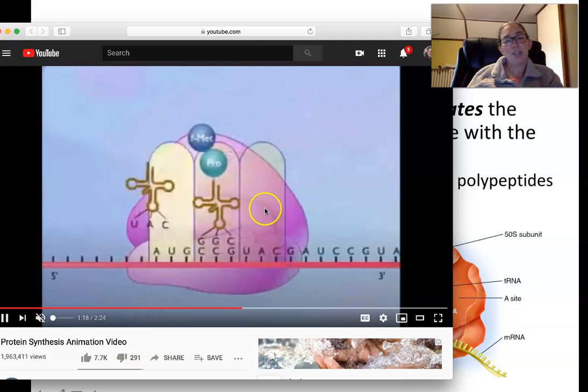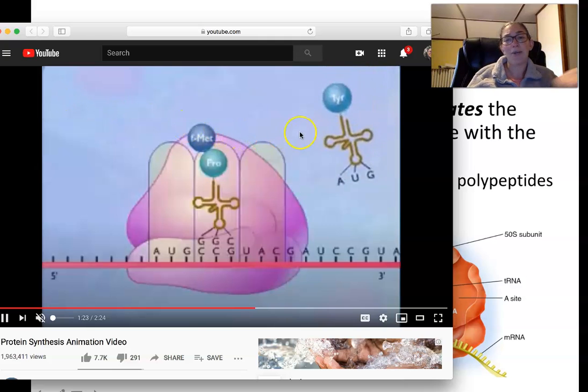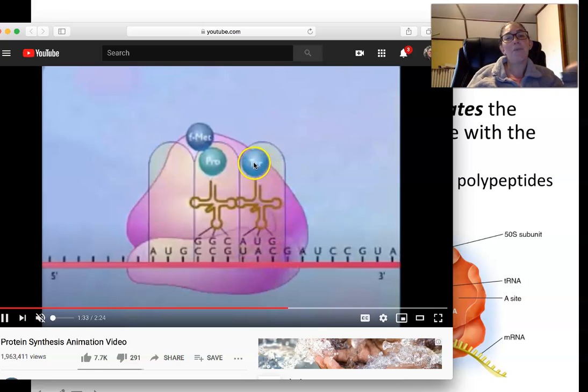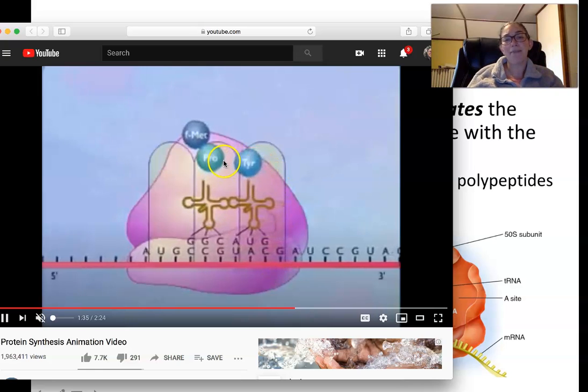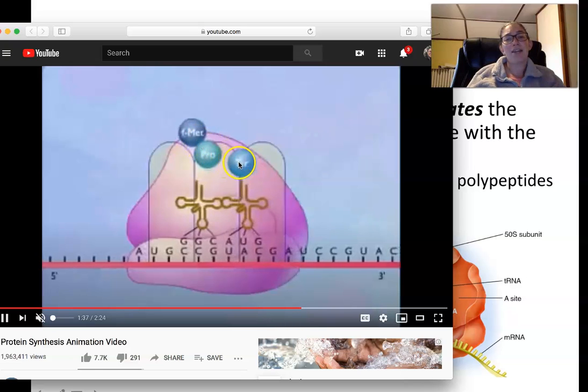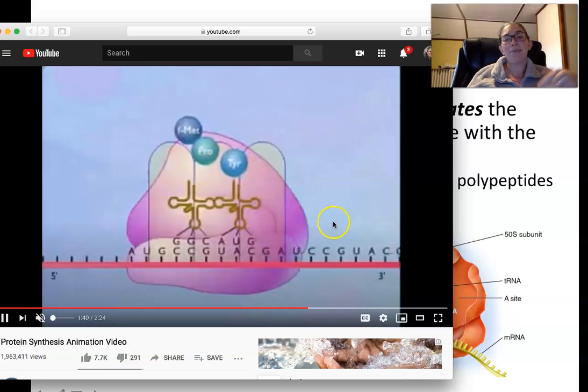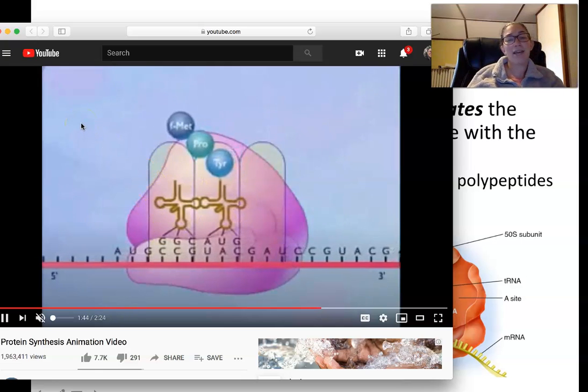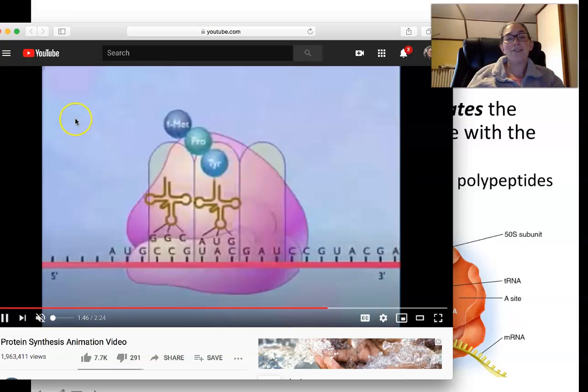The ribosome shifts. Now that empty tRNA leaves, it goes to get another amino acid. And the next tRNA comes in, bringing the next amino acid that has the right anticodon to match the codon. A peptide bond forms between them, and this chain elongates, and the ribosome keeps moving. And this tRNA will leave through the exit site.